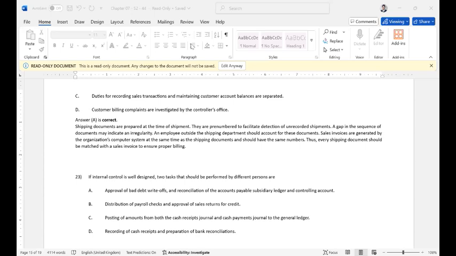That's the answer here. Internal control is well designed. Two tasks should be performed by different persons. C looks a little tricky. Usually accounts receivable and payables are not given, they are segregated. Recording of cash receipts and preparation of bank reconciliation is also a violation.